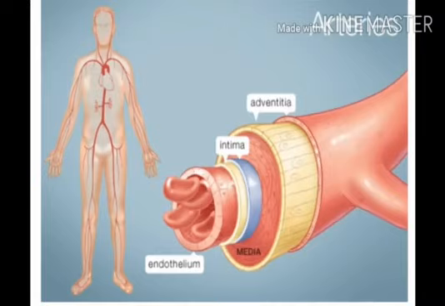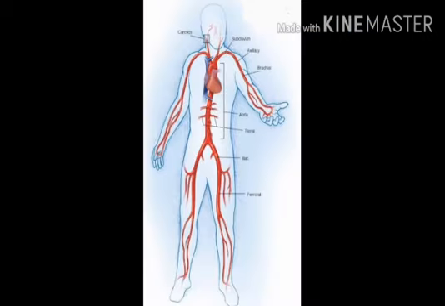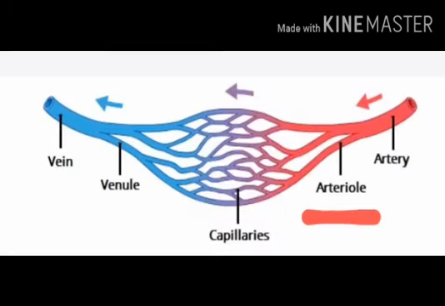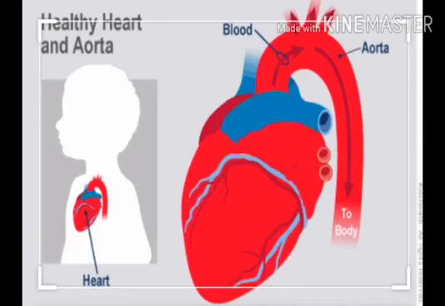Arteries are red-colored blood vessels that carry oxygen-rich blood from the heart to various organs. Each artery gets divided into arterioles to form a network throughout the body. The largest artery in our body is the aorta, which is the main artery coming out of the heart.